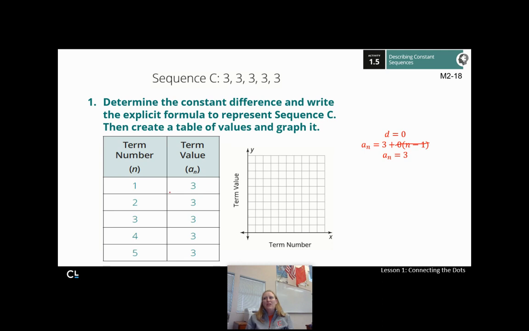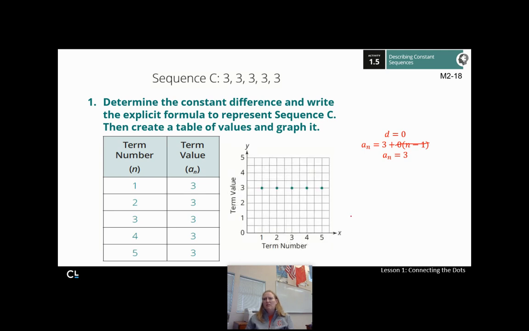And that also means when I graphed it, it did something a little weird because I went over 1 and up 3, over 2, up 3, over 3, up 3, and it looked like this. It is a line, right? I mean, it's definitely linear. That's definitely linear. Okay. We expected that, anticipated that.